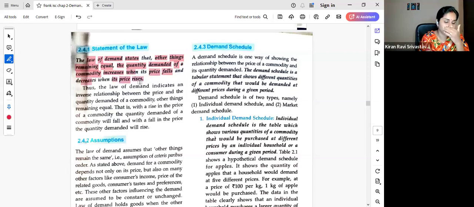So law of demand is not just about falling price. It is also about rising prices. Price falls, quantity demanded increases. Price increases, quantity demanded falls. In this case also, law of demand will be satisfied because there is an inverse relationship. Price falls, quantity demanded increases. Price increases, quantity demanded falls. Indirect relationship, inverse relationship. Clear?